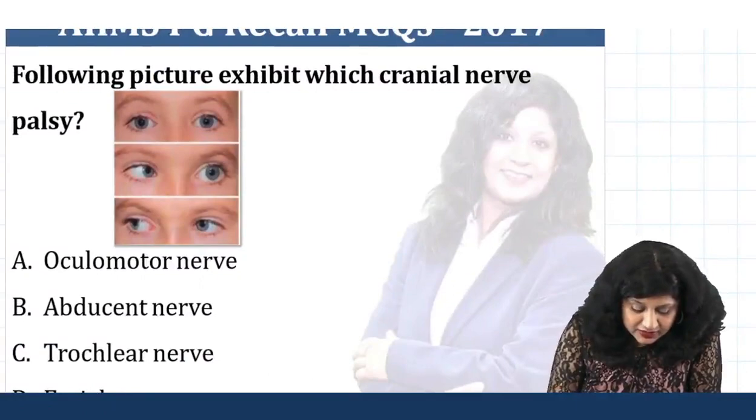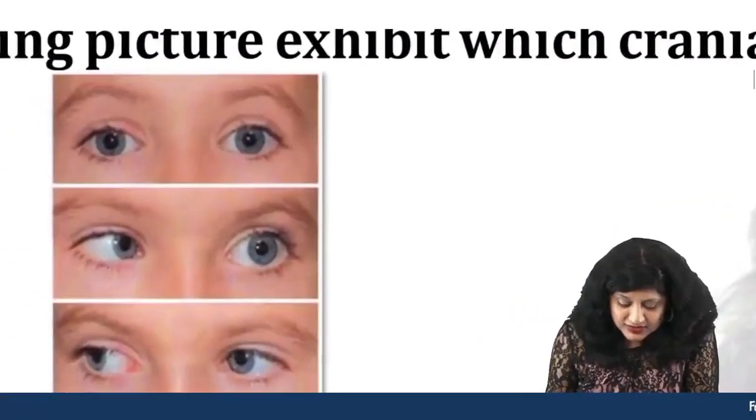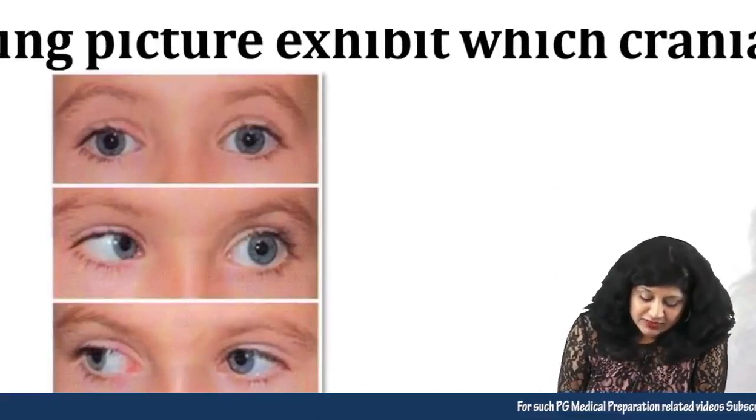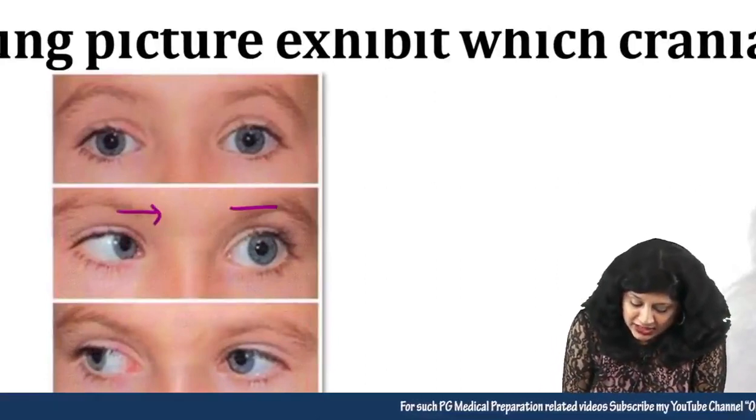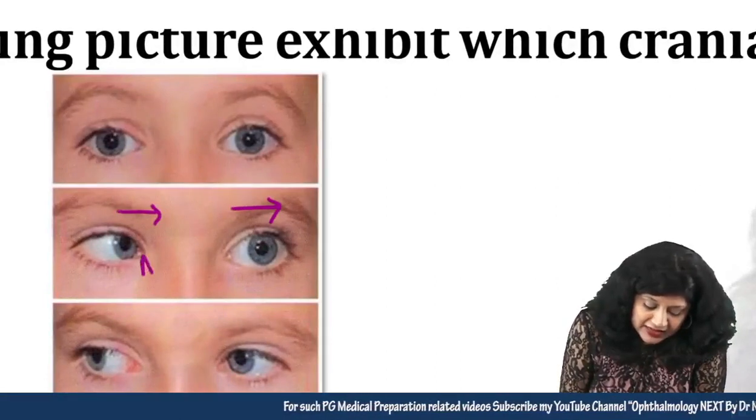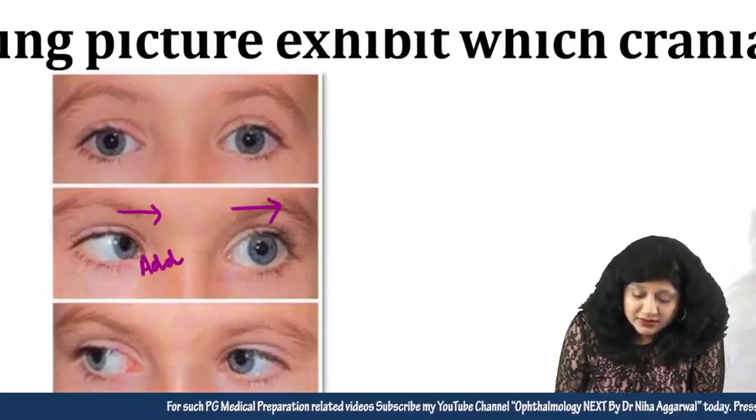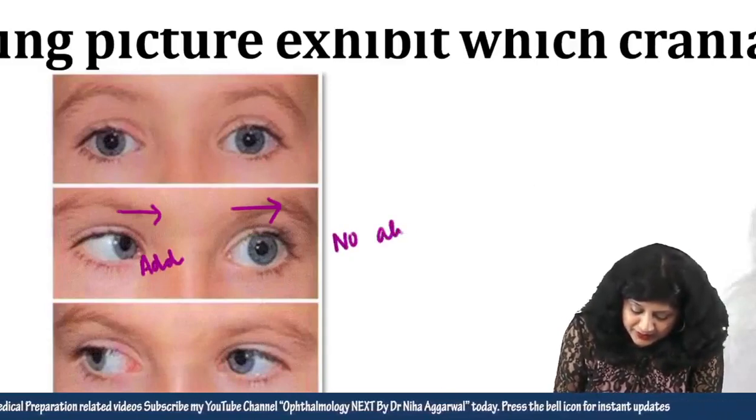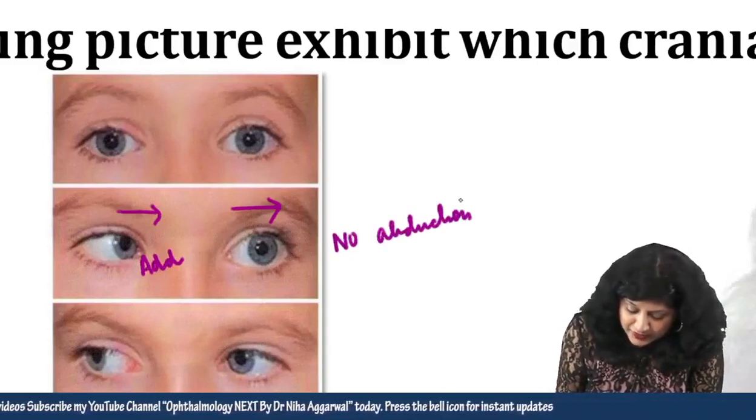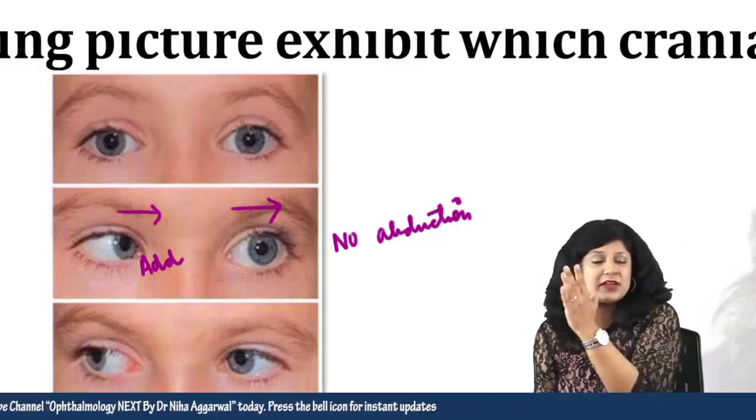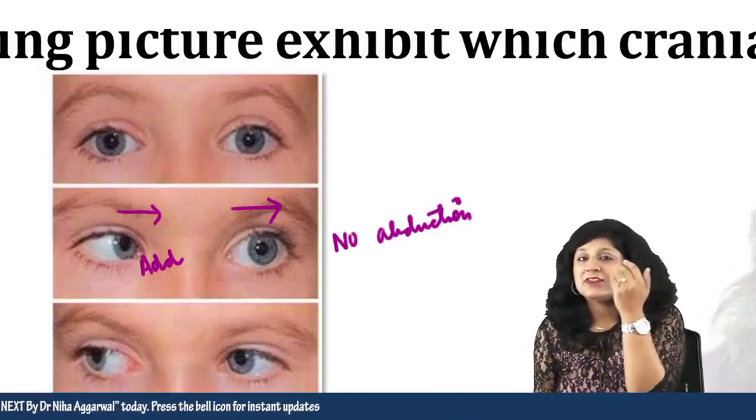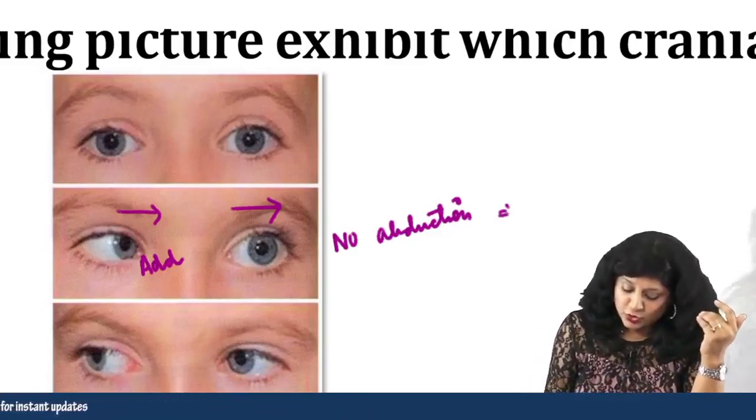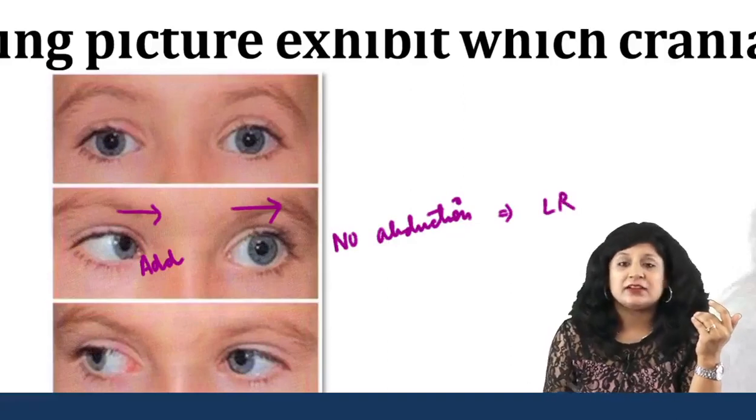Alright. Next question, the following picture exhibits which cranial nerve palsy? So see the three pictures that they have given you. Now if you see the second image, when the patient is seeing in this gaze, this eye is adducting, but there is no abduction in this eye. When the patient is looking in the left gaze, the right eye will adduct and the left eye has to abduct. There is no abduction, which shows a deficit in the lateral rectus.